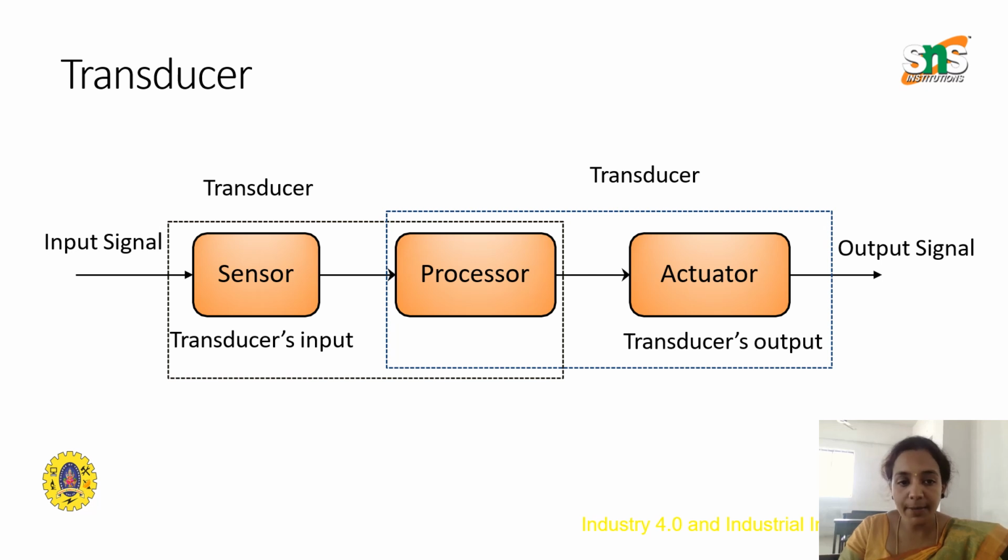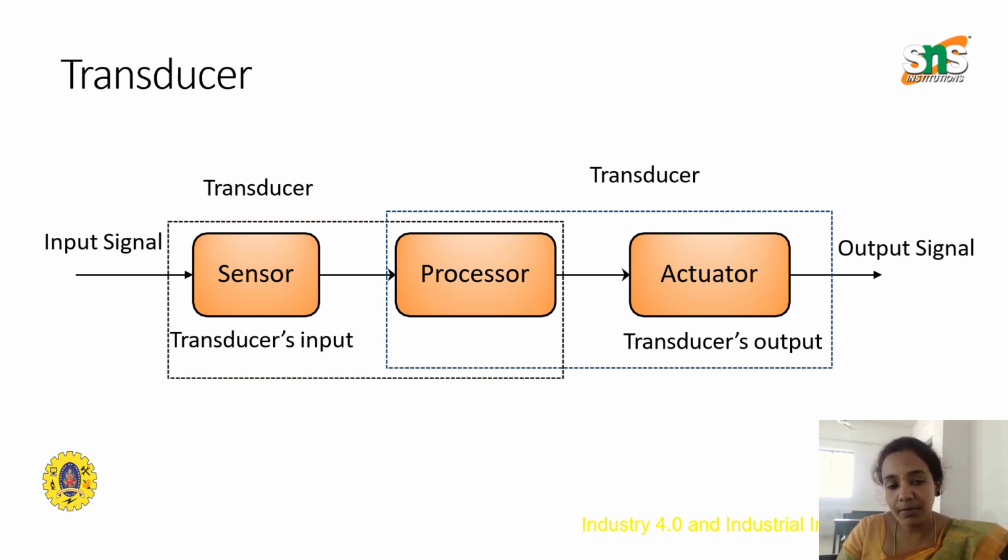Usually a transducer will be having a sensor in it, a processor, and then the processor will be connected to the actuator. This part, the transducer, is nothing but the sensor along with the processor and the actuator. Actuator can be a motor, it can be a stepper motor, servo motor, DC motor or the AC motor. And this sensor is nothing but the transducer's input. Actuator is nothing but the transducer's output. The complete part which involves sensors, processor and actuators is called the transducer.